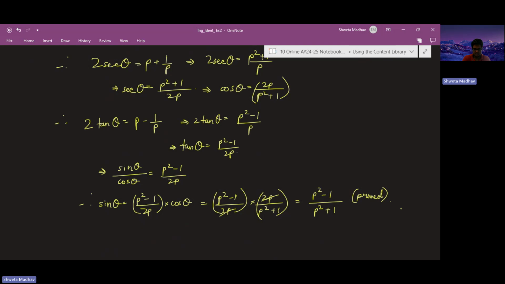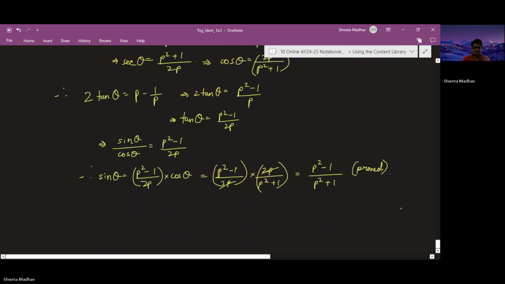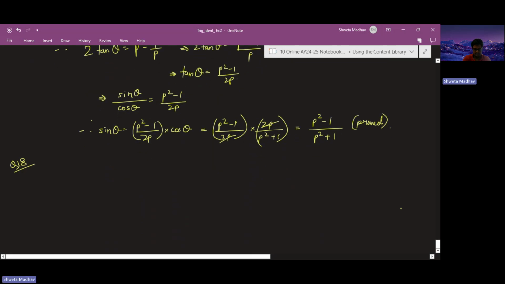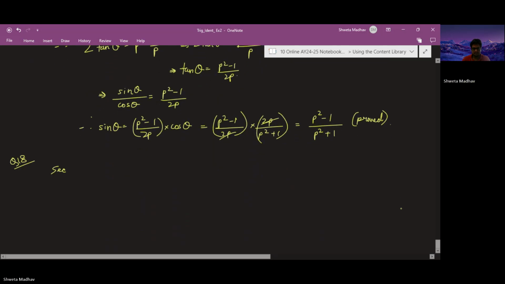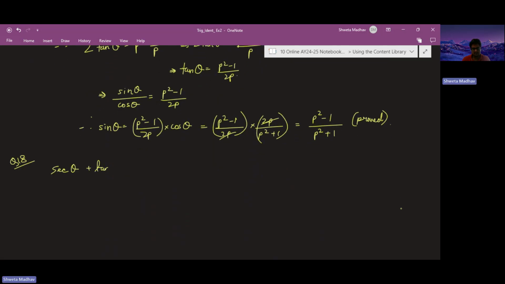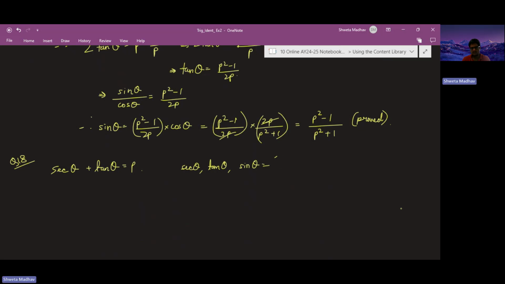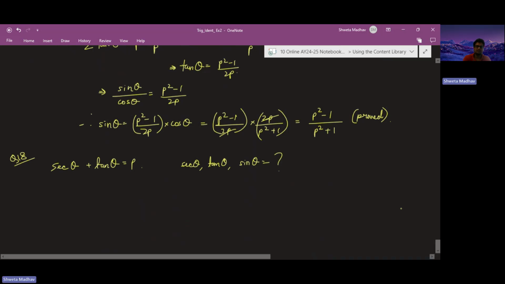Then in question number 18, it has been told that sec theta plus tan theta is equal to p. Then obtain the values of sec theta, tan theta, and sin theta in terms of p. In terms of p, we have to find out.